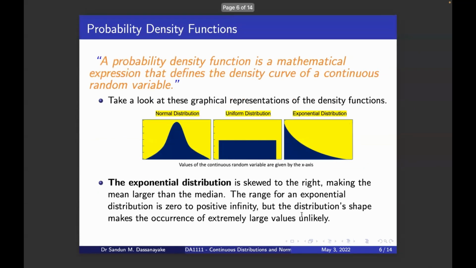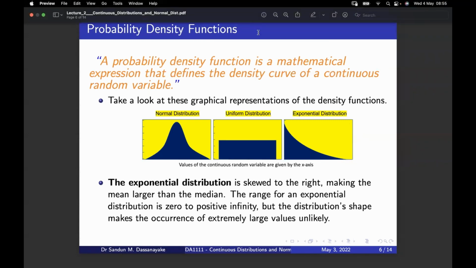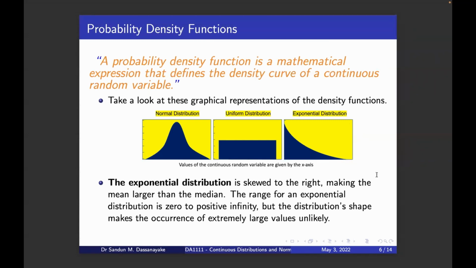So I'll move on. Now, in the case of an exponential distribution, it's skewed to the right. If you remember from your previous lectures, skew to the right and skew to the left: if you have a tail that is more shifted towards your right side, we call it skew to the right. If the tail is skewed towards your left side, we call it skew to the left. So the exponential distribution is skewed to the right, making the mean larger than the median.